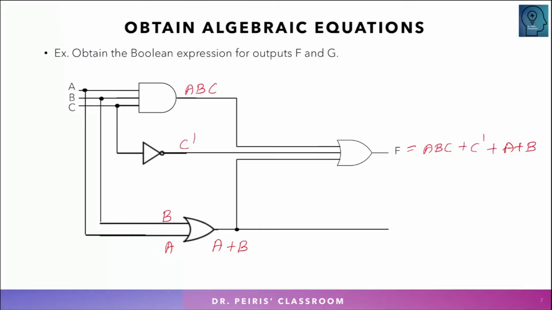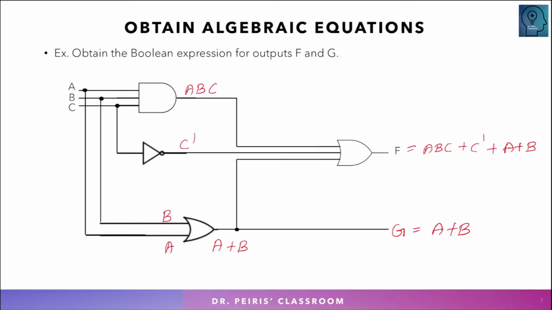So these are the 3 terms that go to the input terminals. ABC goes on the top one, C prime goes on the second one, and A or B goes to the third input. And this is the second output, actually this is G. So there are 2 outputs in this example. So the G output is equal to what? It is connected to this OR gate, so the G output is basically A or B. So this is how you simply obtain the Boolean expressions using the given logic diagrams.